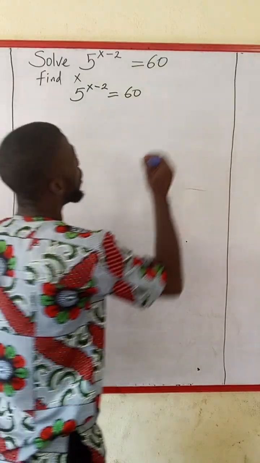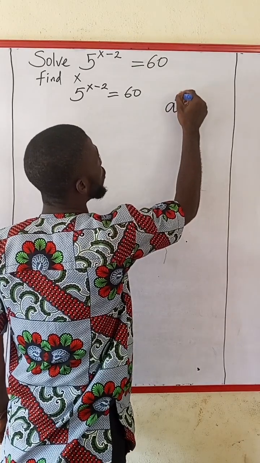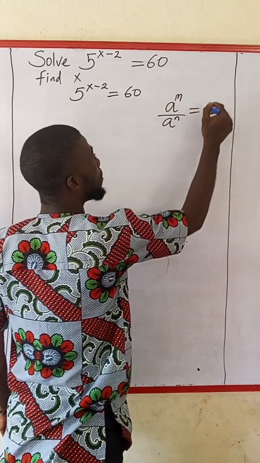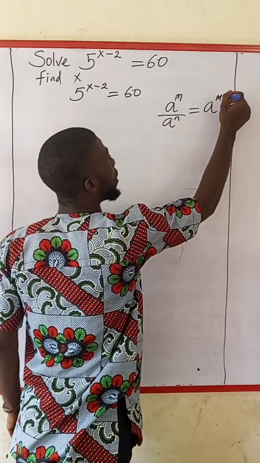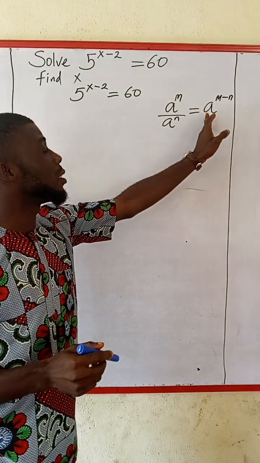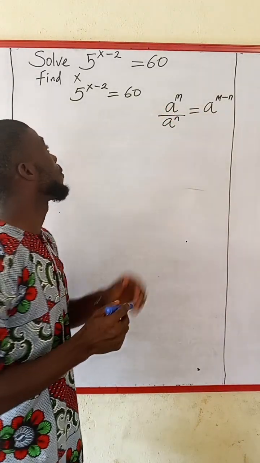And remember from the laws of indices, we said that if we have something like this, a raised to the power of n divided by a raised to the power of n, that it is the same thing as a raised to the power of n minus n. Meaning that if I have this on my right hand side, I can also express it as this on my left hand side.